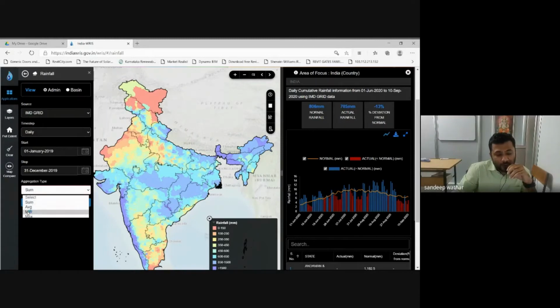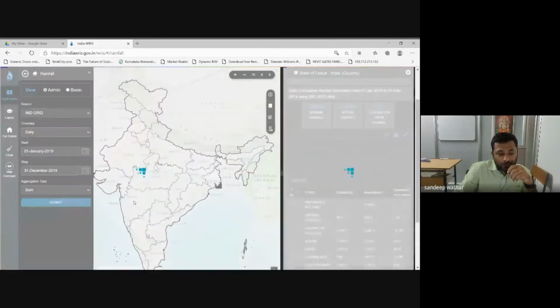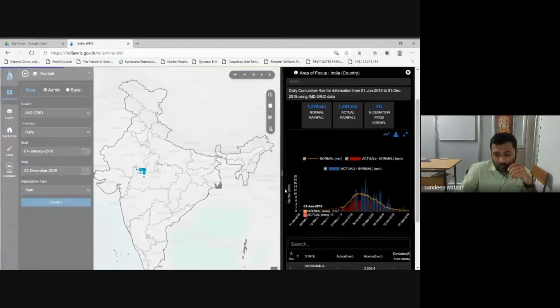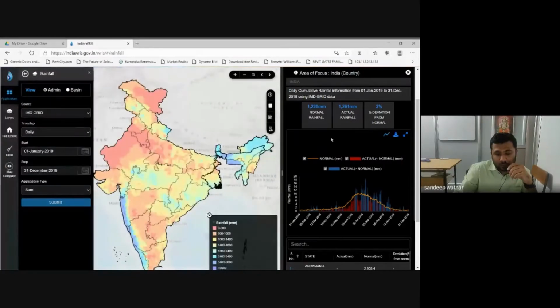And if I ask for minimum, it will give me the minimum value of that day, and if I ask for maximum, it will give me the maximum rainfall that has happened for that day. Okay, so let me keep it as sum itself. Sum will give you the total rainfall that has happened in that particular day. Okay, so submit. So this is the data for 2019. Whatever rainfall has happened in 2019, this is that data that is represented.